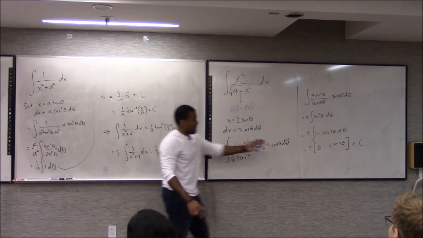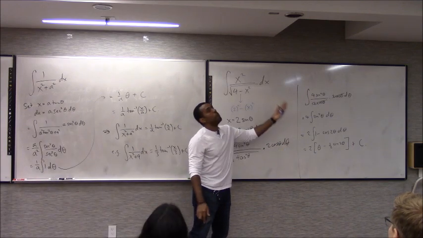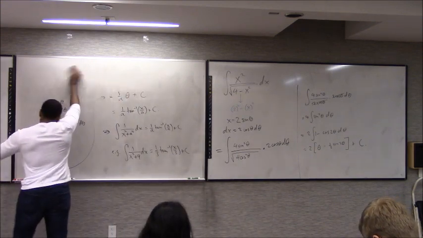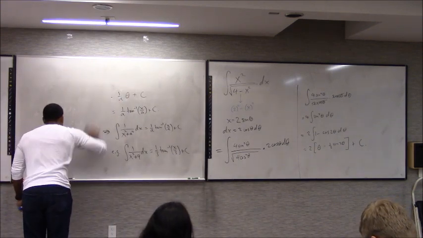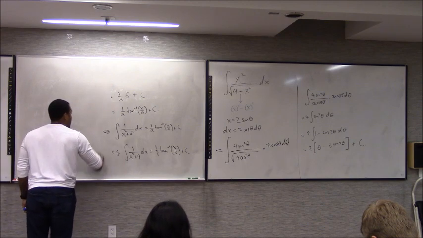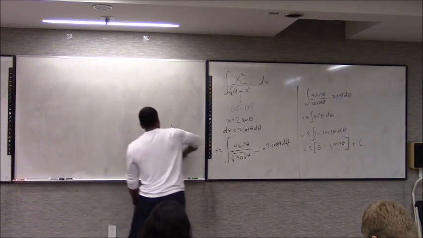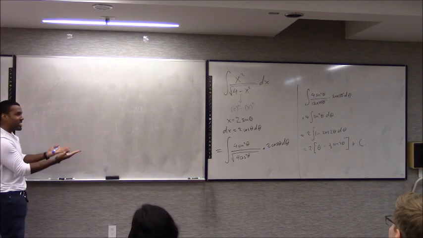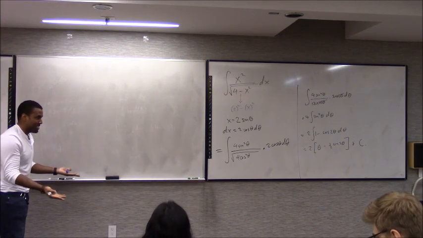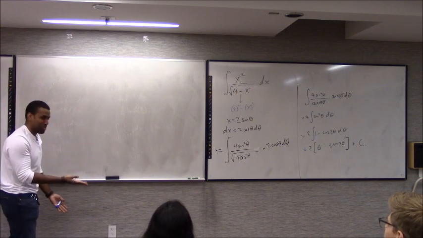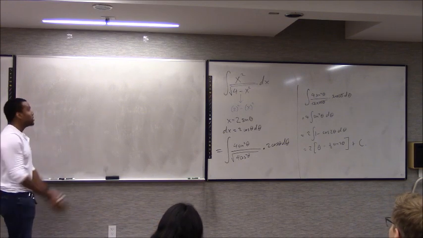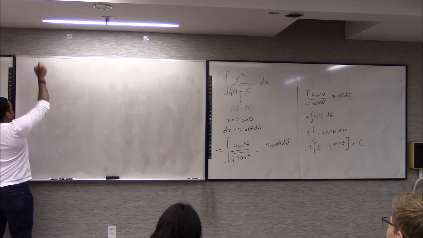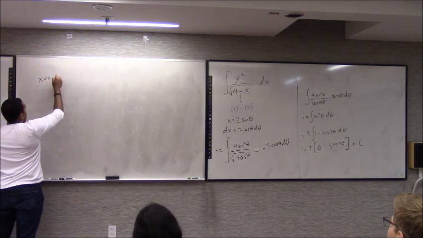Now, here's the answer in theta. Now we have to go back to x. How are we going to get back to x? Well, we're going to use solve. The answer is right there, but you can't just in one line flip it again and say, oh yeah, this is the answer. No, you have to go through this whole other process. Okay, so x is 2 sine theta.